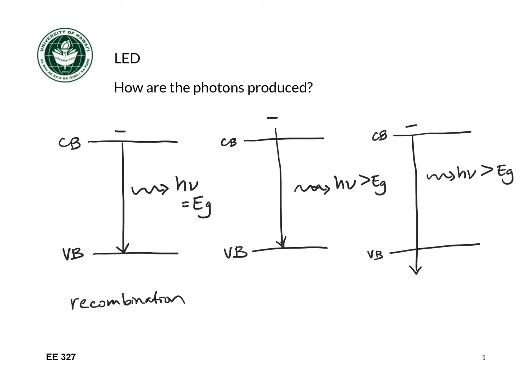So we don't have photons only being produced right at the band gap energy. There are photons with energies that vary a little bit from that band gap energy. So the point is that the light that's going to be produced by this process is going to have a certain bandwidth or a certain wavelength range associated with it.